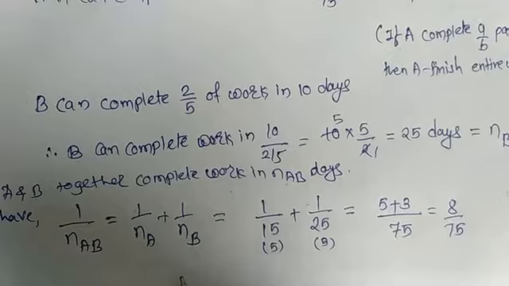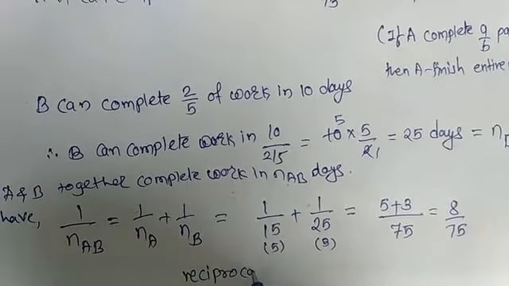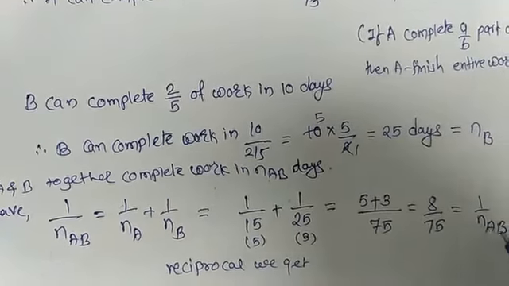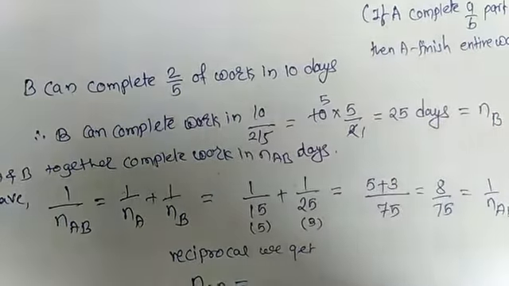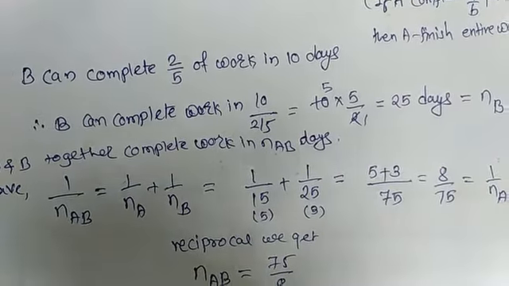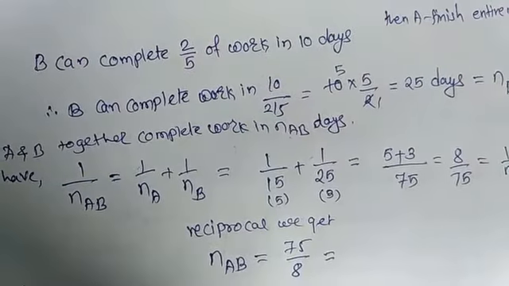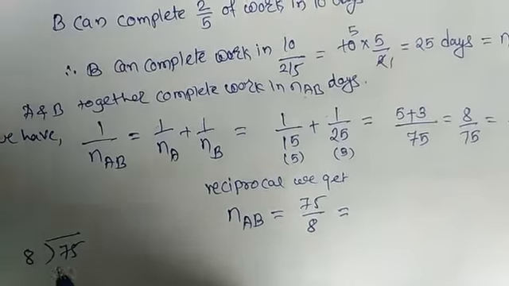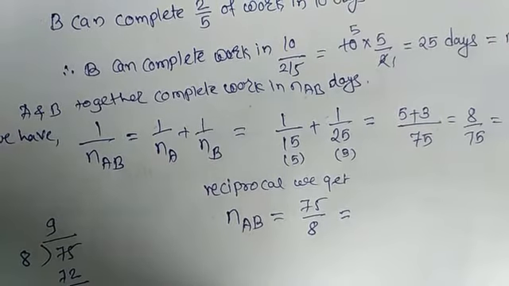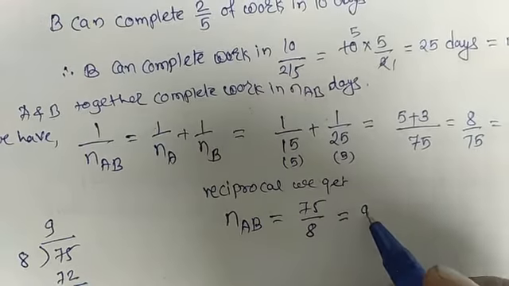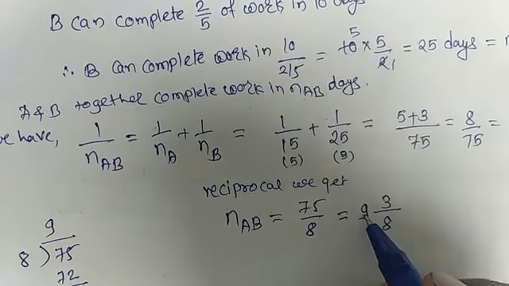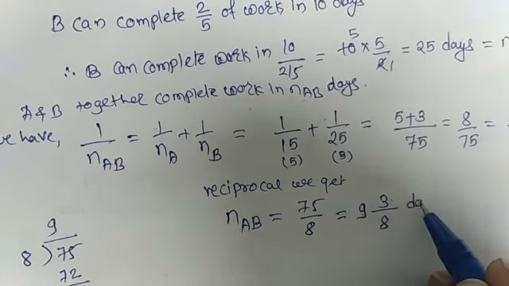So taking the reciprocal, its denominator will go up and numerator will go down. So 75 upon 8. After dividing 75 by 8, 8 nines are 72 and the remainder is 3. So it can be written as 9 and 3 upon 8, that is 8 into 9 is 72 plus 3.